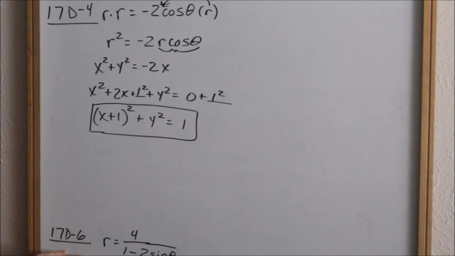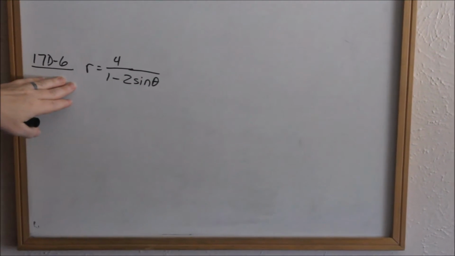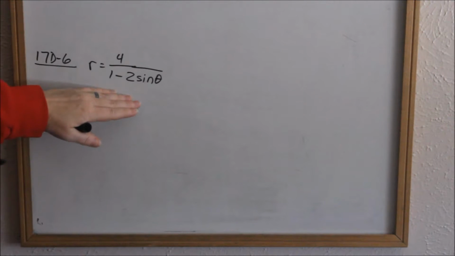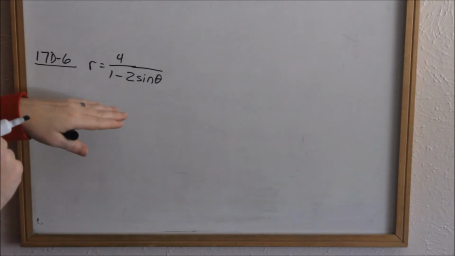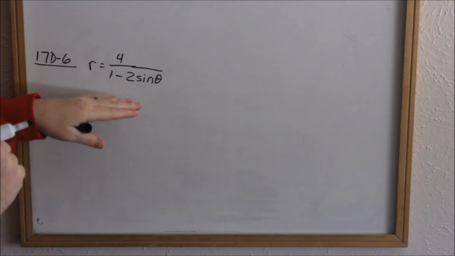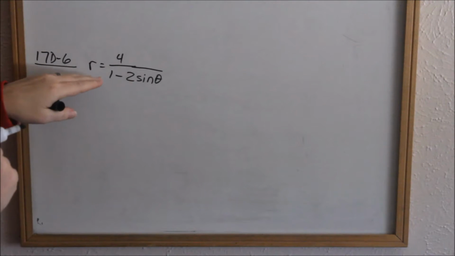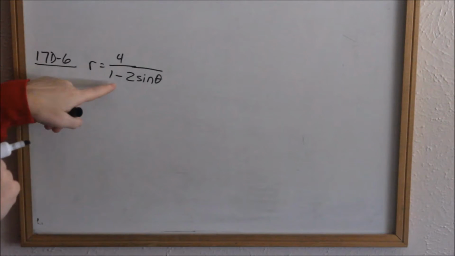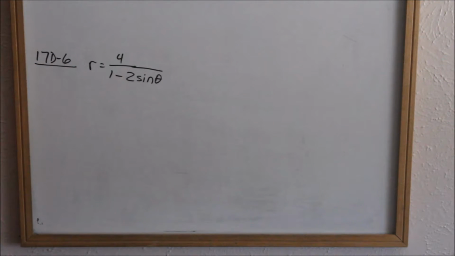Alright, let's look at 17d6. Okay, so this is a polar equation, so we want to change it from r's and thetas to x's and y's. I'm trying to look for r sine thetas and r cosine thetas, or r squares. So these are kind of like playing chess or checkers. You have to look ahead. So I have a sine theta here and I have an r here. Can I get these together to where they're multiplied together?